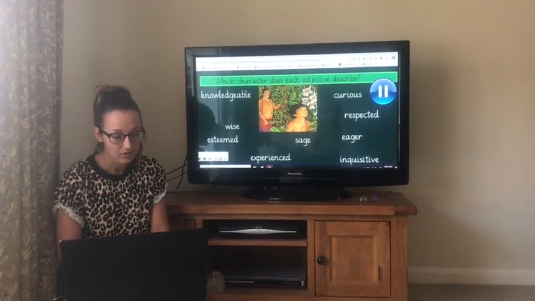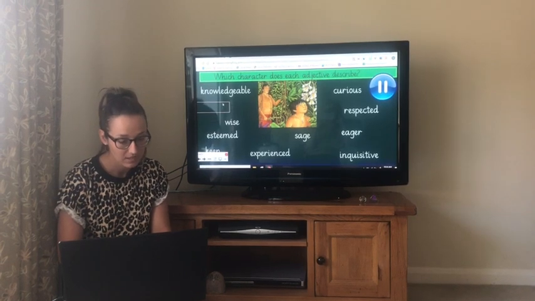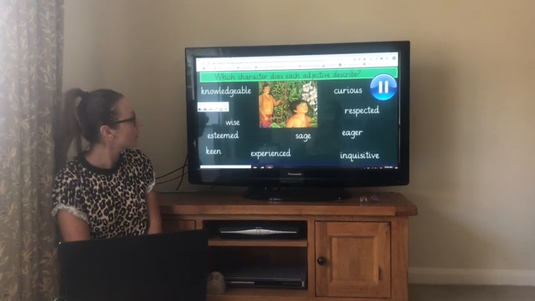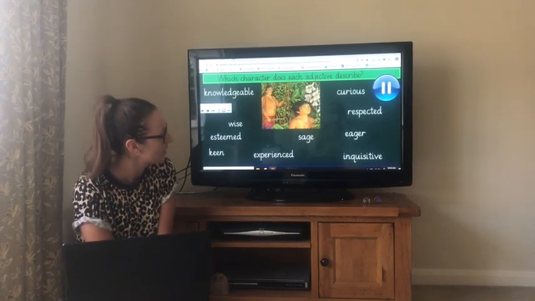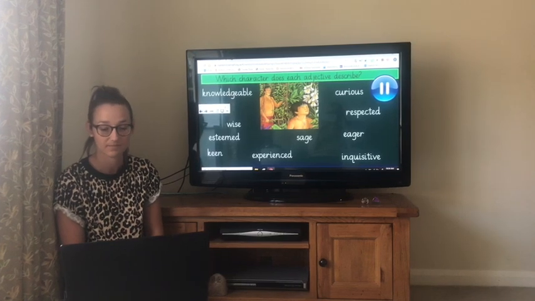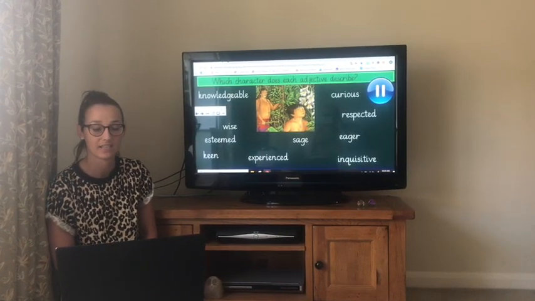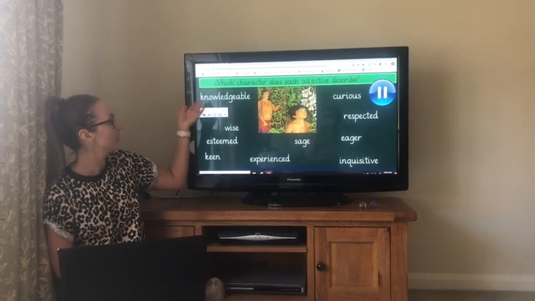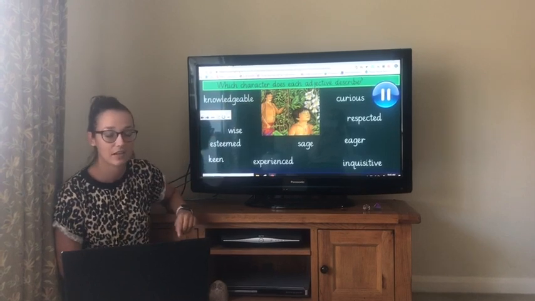Okay, so I've got lots of adjectives here on my screen. Let me just move that out of the way. And I've got knowledgeable, wise, esteemed, keen, experienced, sage, inquisitive, eager, respected, and curious. So what I want you to do is think about which word you would put for each character. For example, knowledgeable, we've just talked about wisdom, I would put that with the shaman, okay?